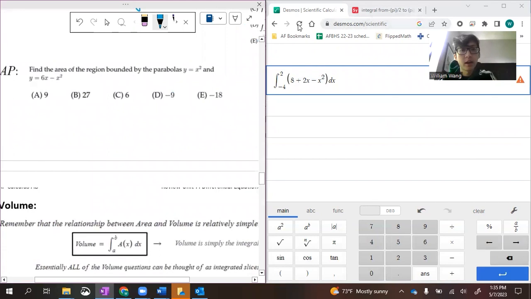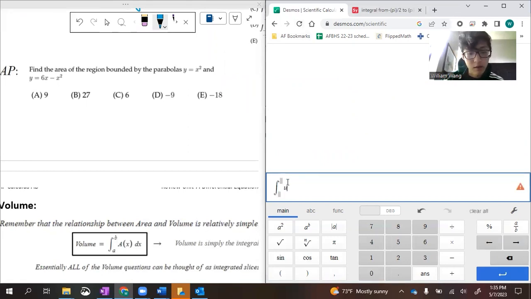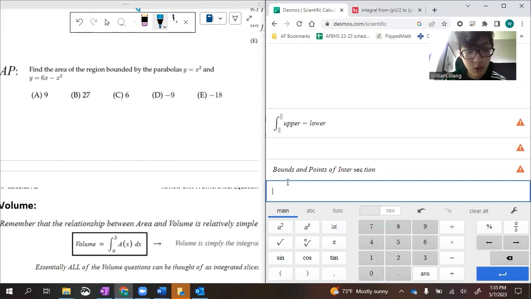Cool. Next question. Find the area of the region bounded by the parabolas y equals x squared and y equals 6x minus x squared. Okay, so first thing, integral of the upper minus lower. But first thing I'm going to find is bounds, or points of intersection. How do I find that? I set my two equations equal to each other.